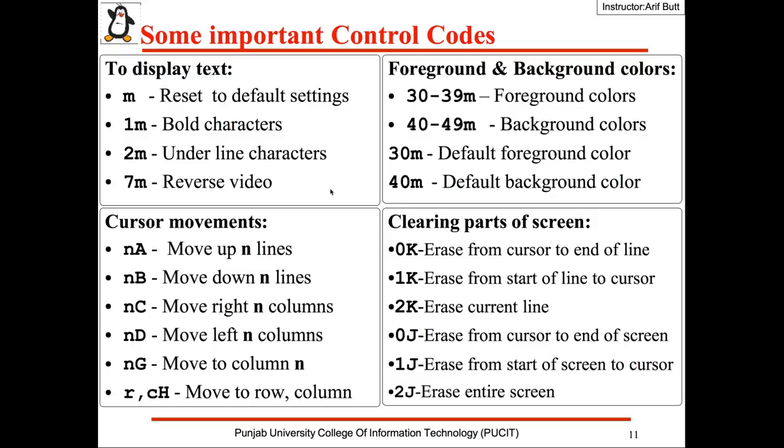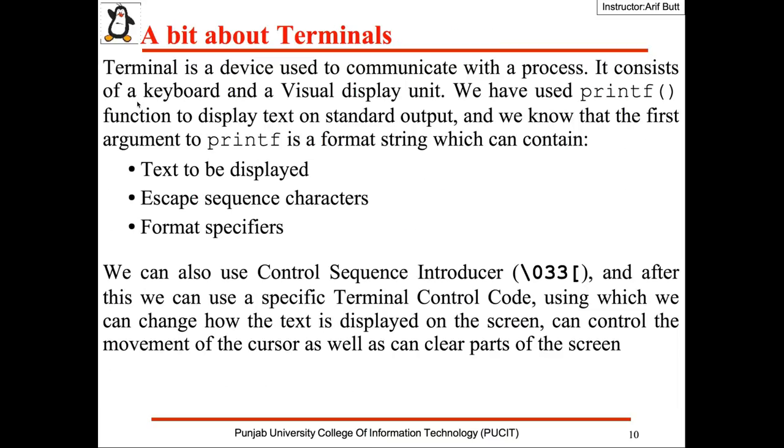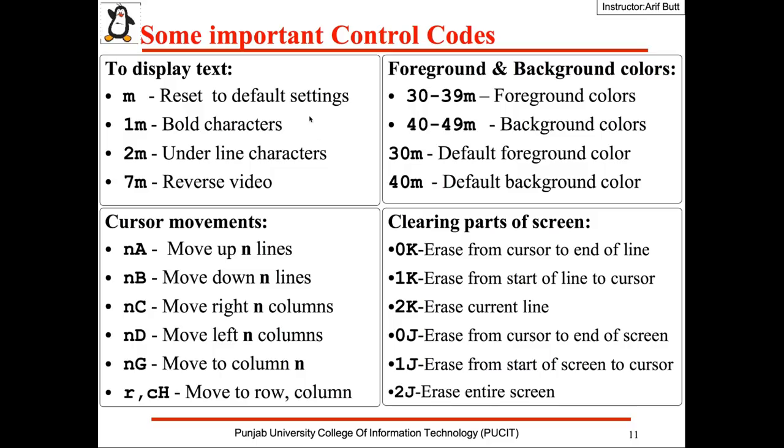So this is the list of some important control codes. You can Google to find out details about other control codes. After the code, you can use m, and that will reset the displaying of the text to the default settings. If I write 1m, it will bold the characters, 2m will underline the characters, and 7m is of our interest right now, that will do a reverse video.